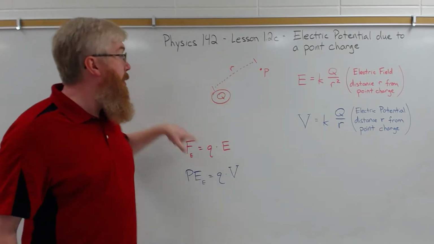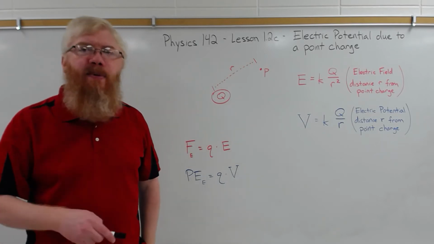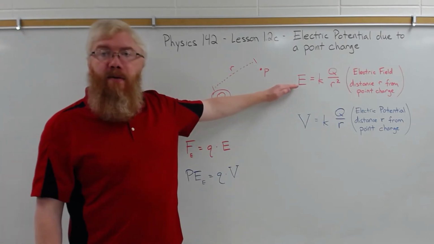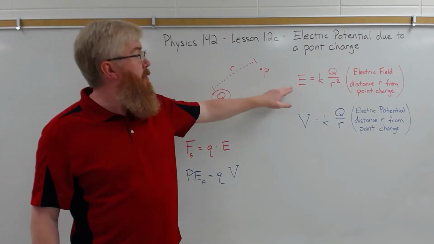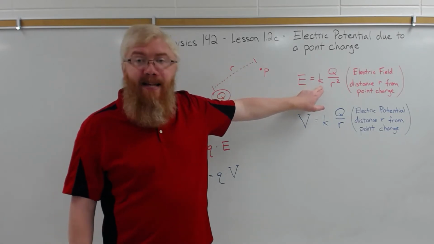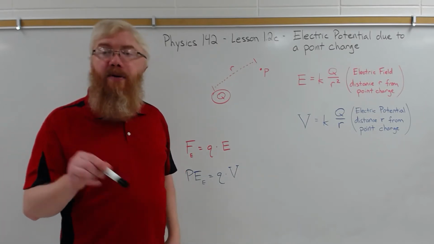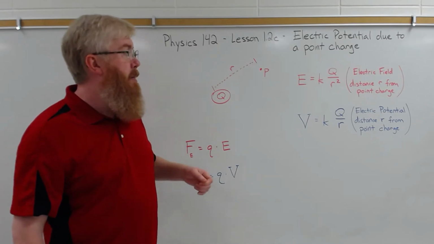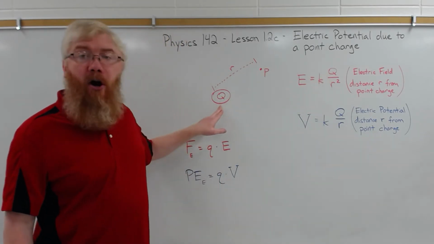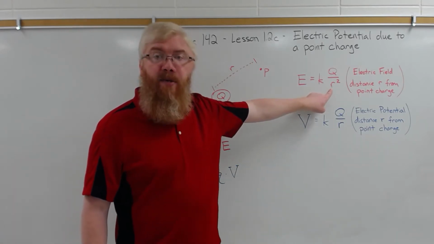P could be anywhere. I could draw P anywhere, any distance from Q. I'm going to be able to say, what is the potential at that point? Well, we already did this with the electric field. The electric field was equal to the electrostatic constant K, which again is 8.99 times 10 to the 9th newtons times meter squared over coulomb squared, like constants given in your book, times whatever the value is of the charge Q, divided by the distance from Q squared.